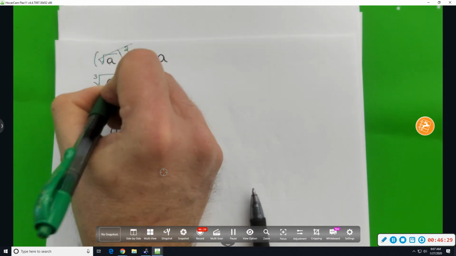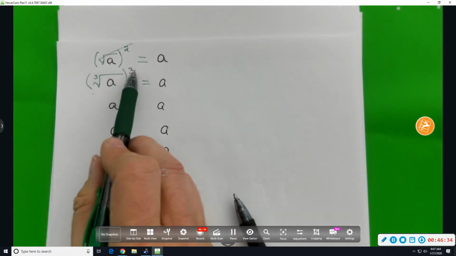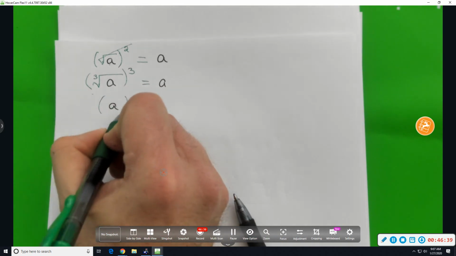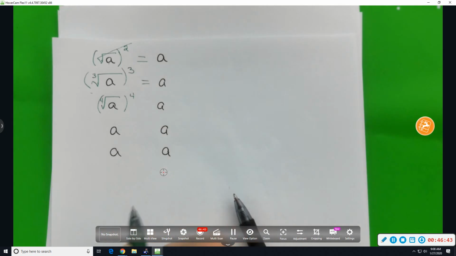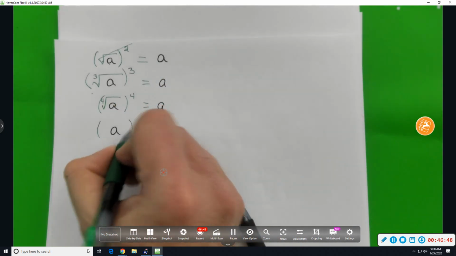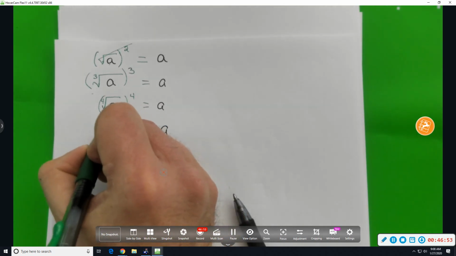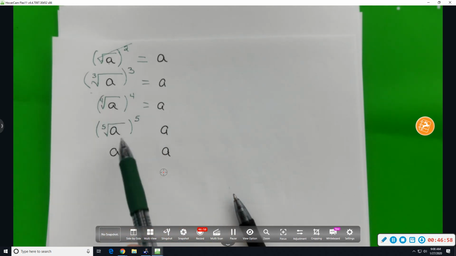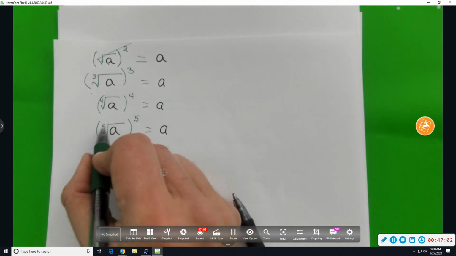A cube root and a cube will cancel each other out. A fourth root and an exponent of 4 cancel each other out, and so forth. Whatever the root is, and most of the time it's just square roots. But if you had some root other than a square root, like a cube root, a fourth root, fifth root, then that power would cancel it out.